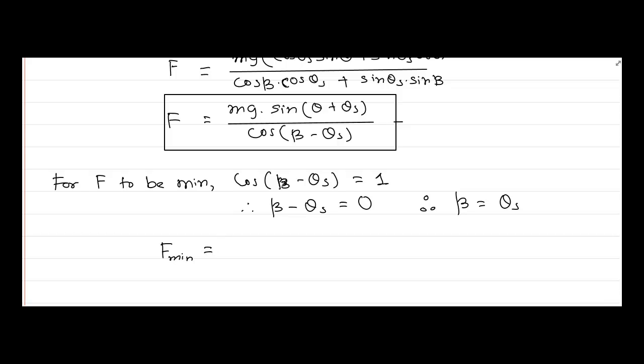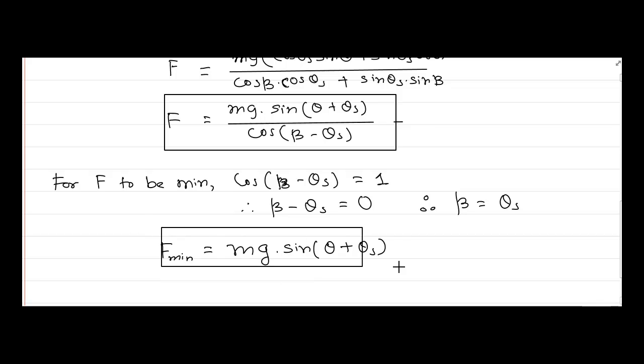In that case, cos beta minus theta s will be equal to 1, so that will not be in the equation, and F minimum will be mg into sine of theta plus theta s. So this is the minimum value of force required to push an object up an inclined plane.